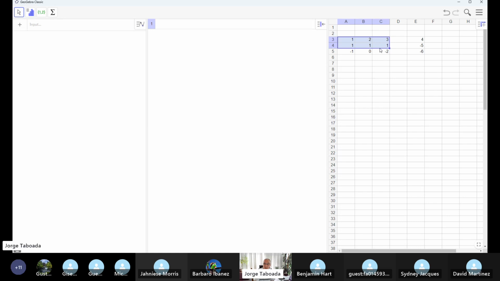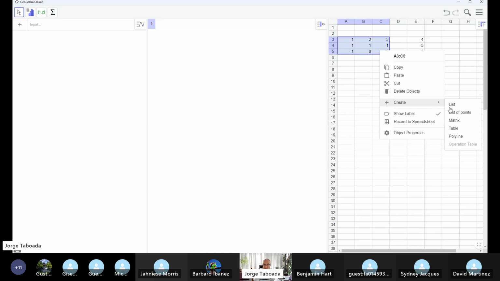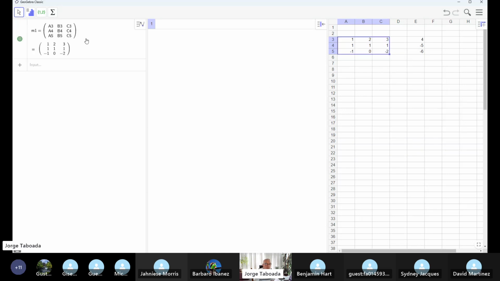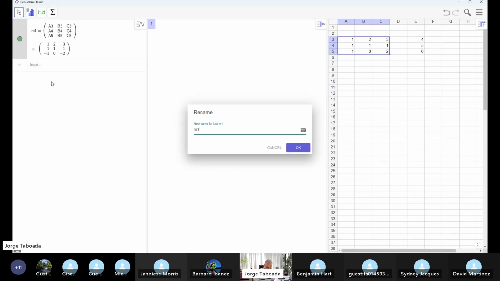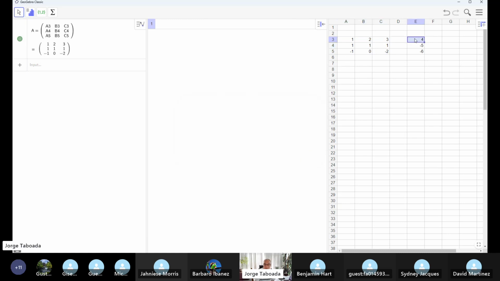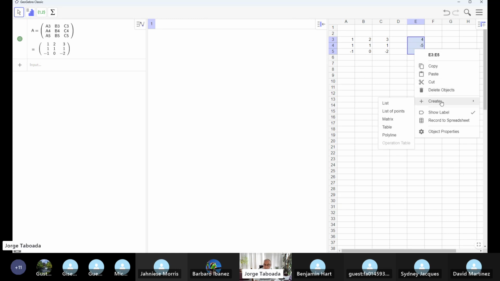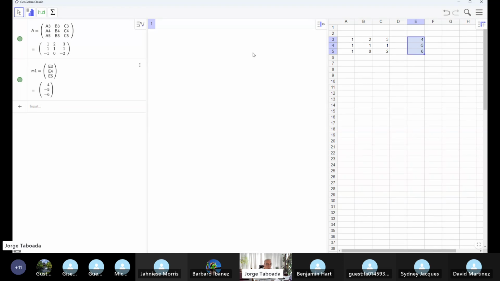And you convert this array of numbers into a mathematical object, it's a matrix. Okay, I rename it with the specific name in our example: Matrix A. Now likewise, I select the column vector, which is only one column, 3 rows, and again I apply the create matrix. I call it B. Rename B.